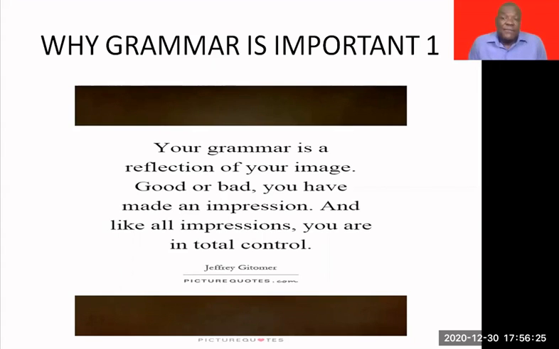Well, if you are vying for an office as lofty as the presidency of a country, people want to listen to you. And of course, they make their decision based on the impression they have of you. So your grammar is a reflection of your image, and really because it helps you to articulate your ideas and communicate them to your listeners. Let's go a step further.